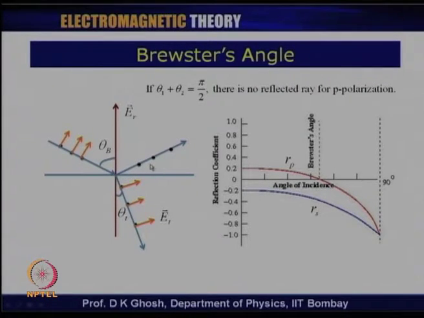Now, this tells you that if you take unpolarized light which is incident at this angle, the angle for which theta I plus theta transmitted is 90 degrees.